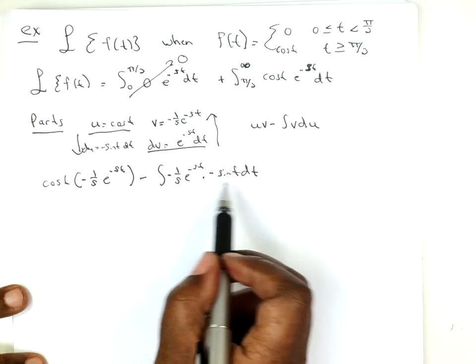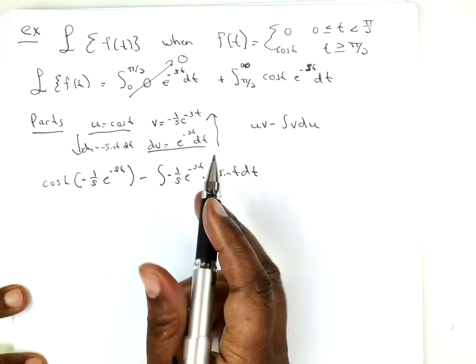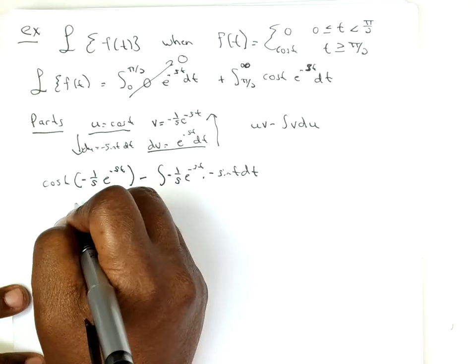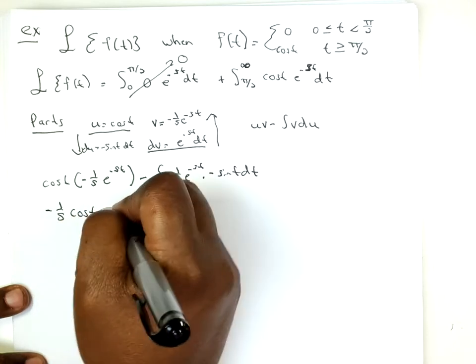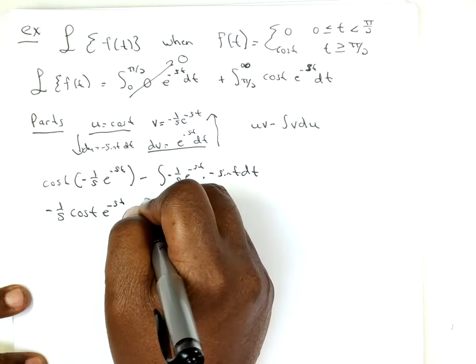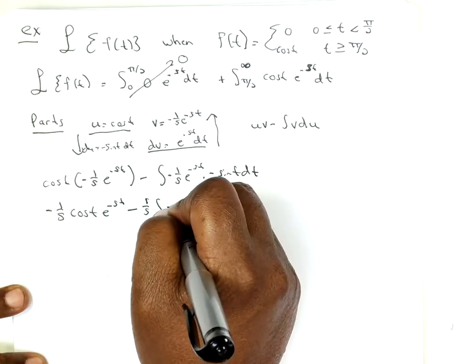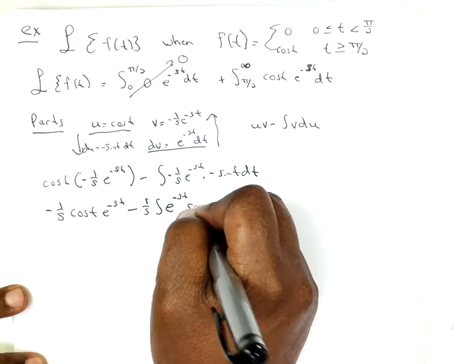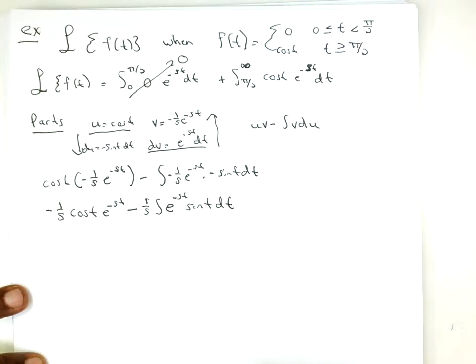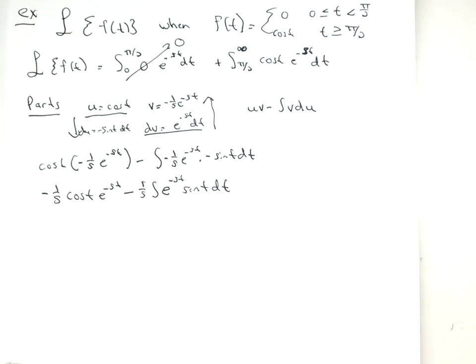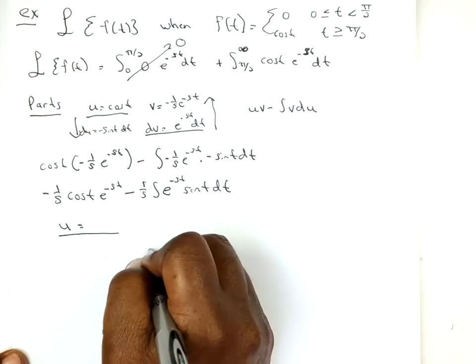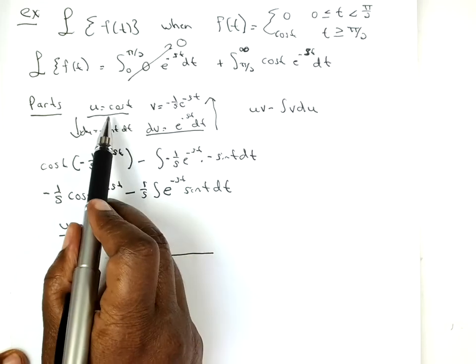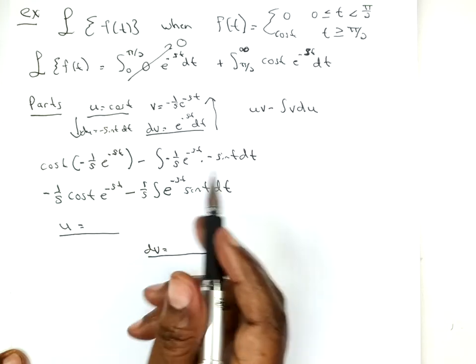And because this is in terms of t, I can bring that 1 over s out front. So I'm just going to rewrite this a little bit to make it a little cleaner. So I get negative 1 over s cosine t e to the negative st minus 1 over s e to the negative st sine of t dt. So we have to do integration by parts a second time. And you just have to be consistent because I use u as cosine, I'm going to have to use the trig part.